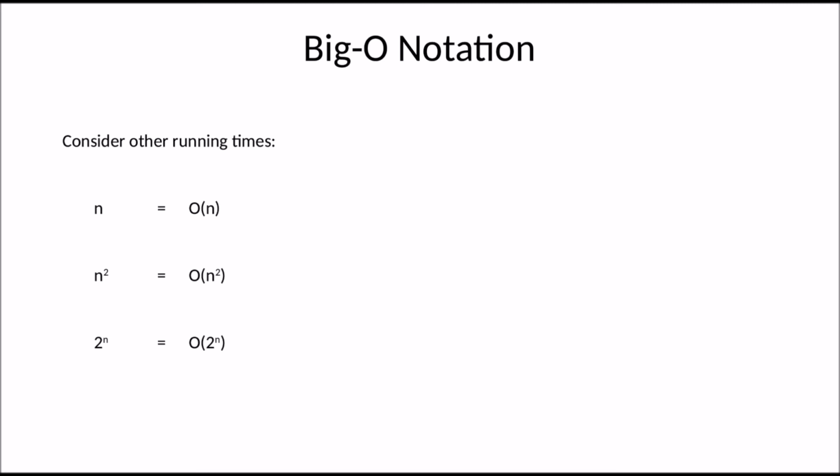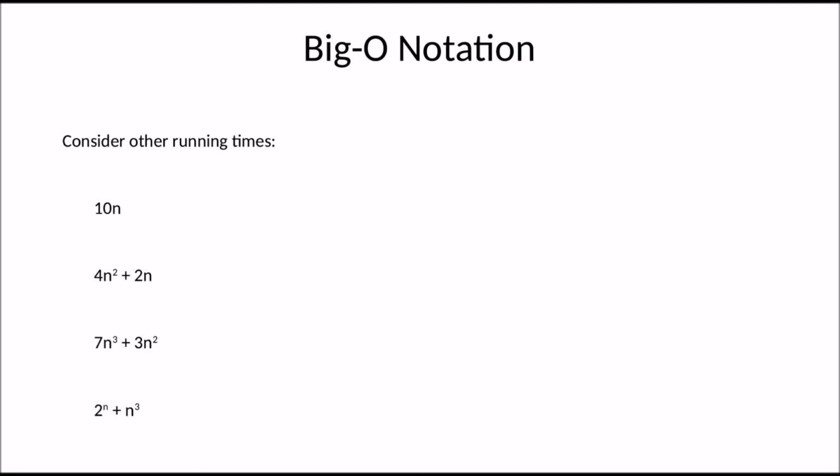Now let's take a look at running times. If we have n, it would be O(n). If we have n square, it would be O(n square). If we have 2 to the power of n, it would be O with 2 to the power of n. So n again is the input size. If we have an array, the size of the array would be n. And if we loop over the entire array, we would get n, 1n. We iterate over it one time.